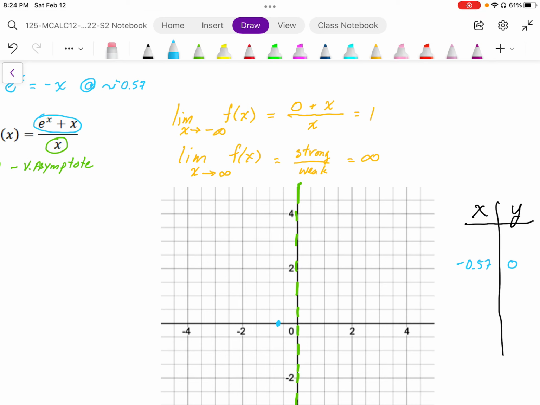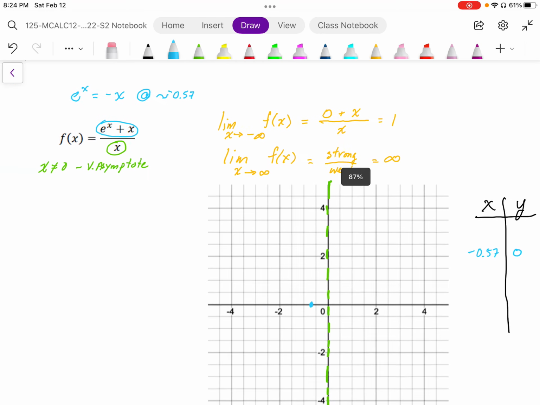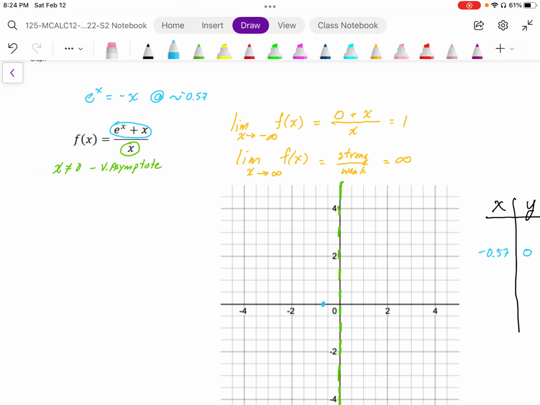As we look at our horizontal asymptotes, we look at end behavior. As x goes to negative infinity, it's going to tend towards 1, and the reason is that the e^x term, e to the negative infinity, tends towards 0. So we end up with x over x, which tends towards y equals 1. So as we go to the left, we're going to have a horizontal asymptote at y equals 1.